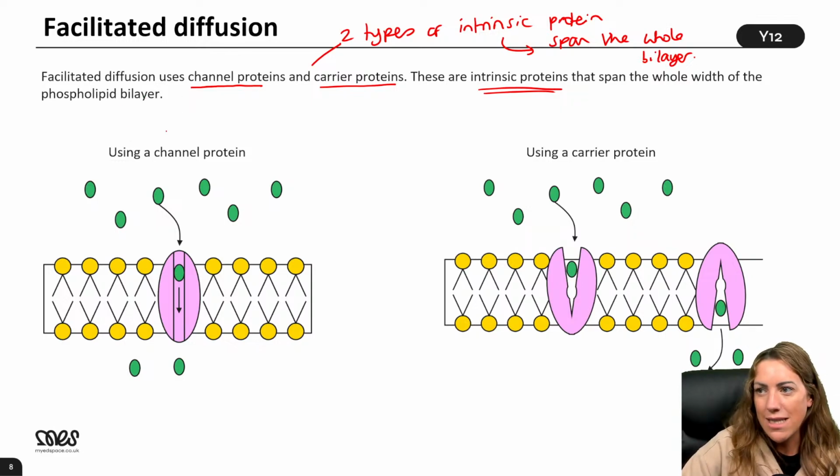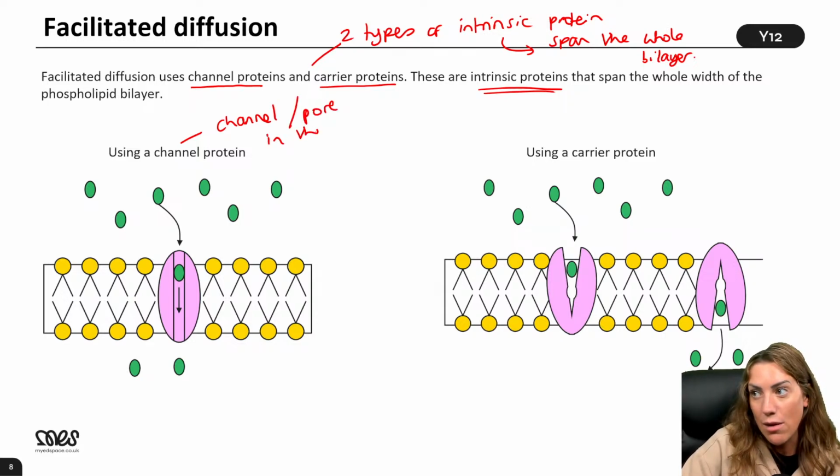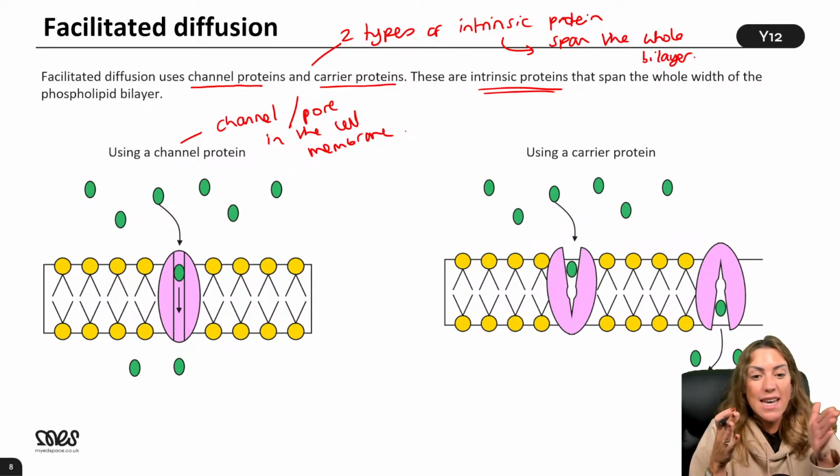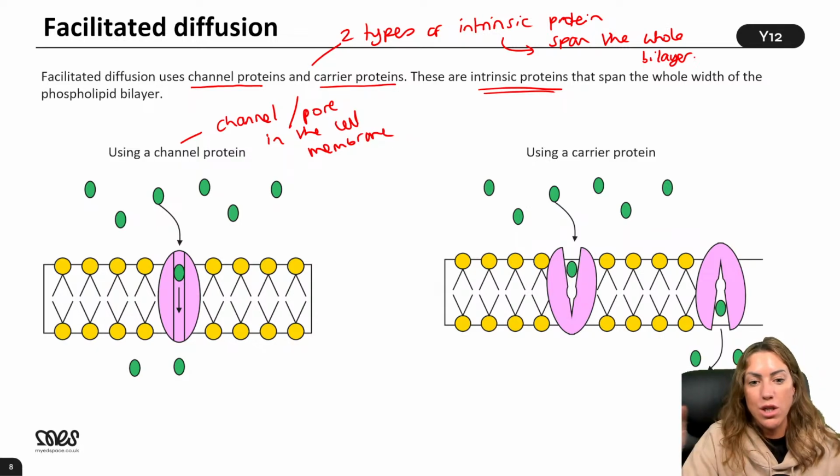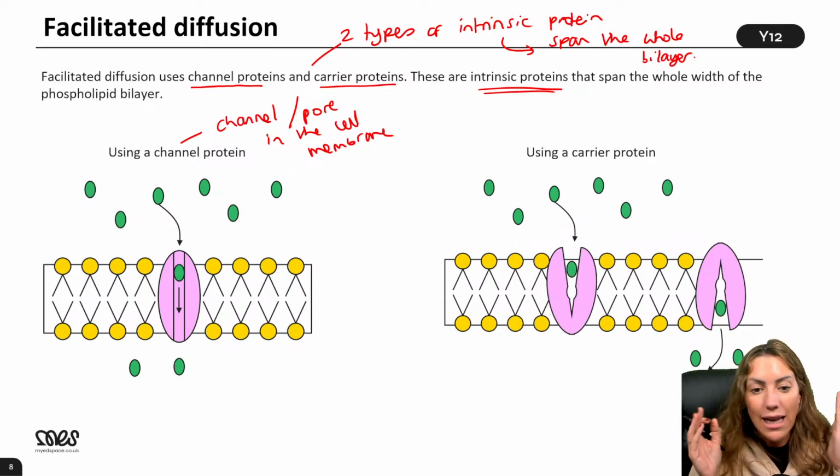So a channel protein is basically a channel or a pore in the cell membrane. It's like an alleyway. Can you imagine if you're trying to get from one street to another, but there's loads of buildings in the way and you can't get through? A channel protein is literally like an alleyway. It allows substances through the channel.